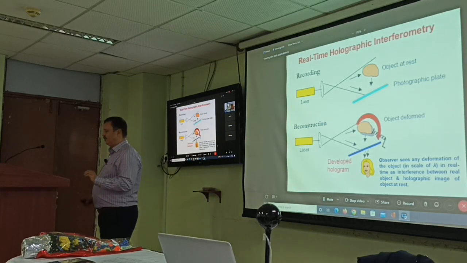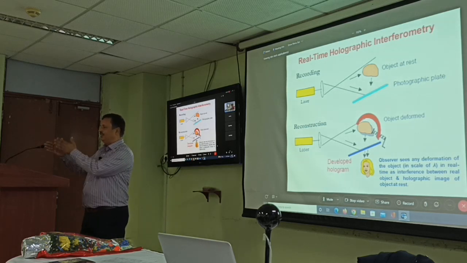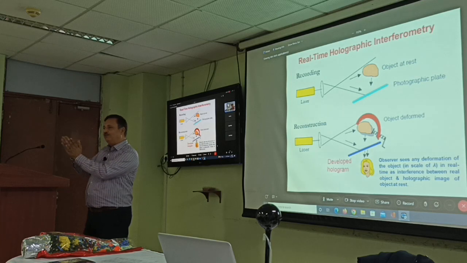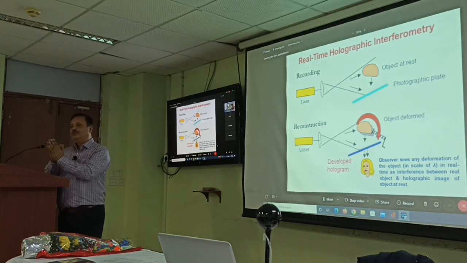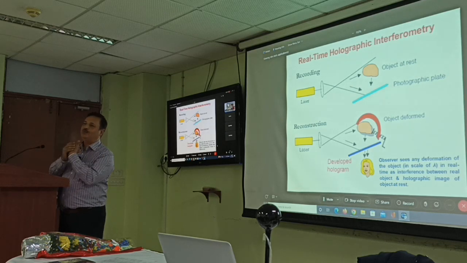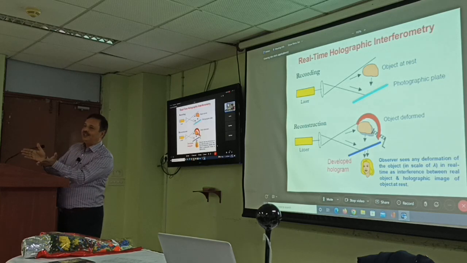So it has some disadvantage also, that if you have some intermediate changes, so you have one change, one object is tilted, so in between the tilt, there are some intermediate states. So those intermediate states cannot be measured in this one. You will measure the initial one and the final one.